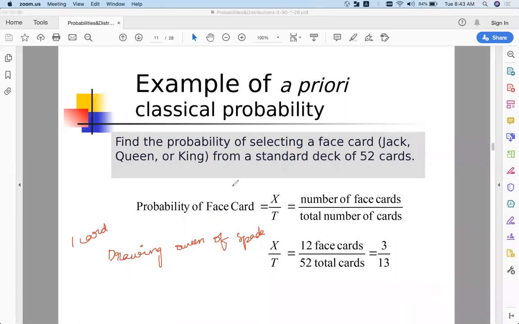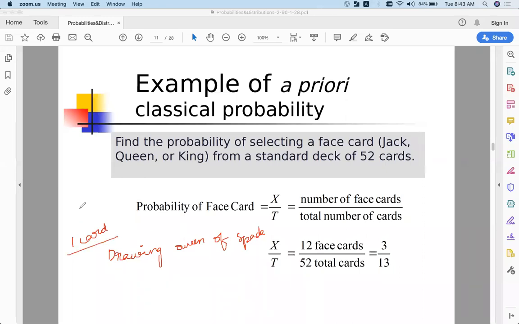In that spade, the total number of cards will be 12, and out of that we have to draw the queen. So 1 by 12 it should be. 1 by 12, okay. If you had told 1 by 13 also, I would have said okay. That is a wrong answer.